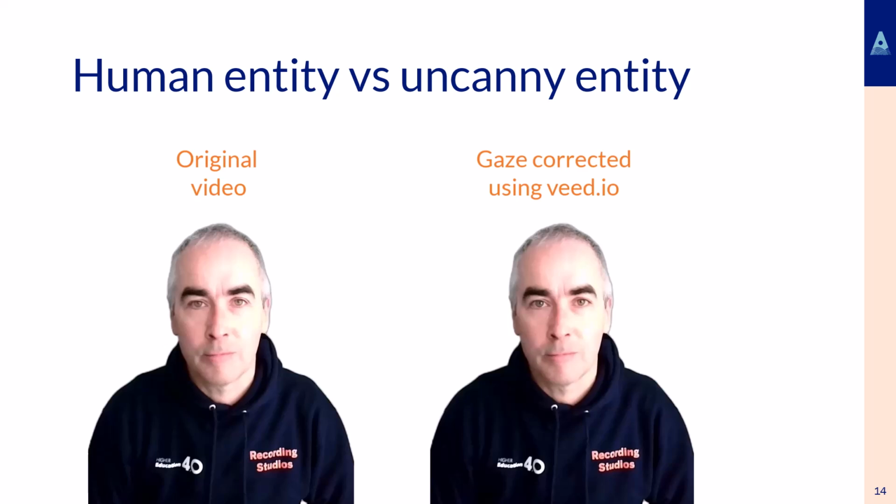This is a brief clip showing various eye gaze directions and what it looks like after using Veed.io to correct it. Just to be clear, the one on the right is the uncanny one, and the one on the left is the original video. You might want to look at this clip a couple of times to see the difference between the original video and the video with gaze correction at different points in the timeline.